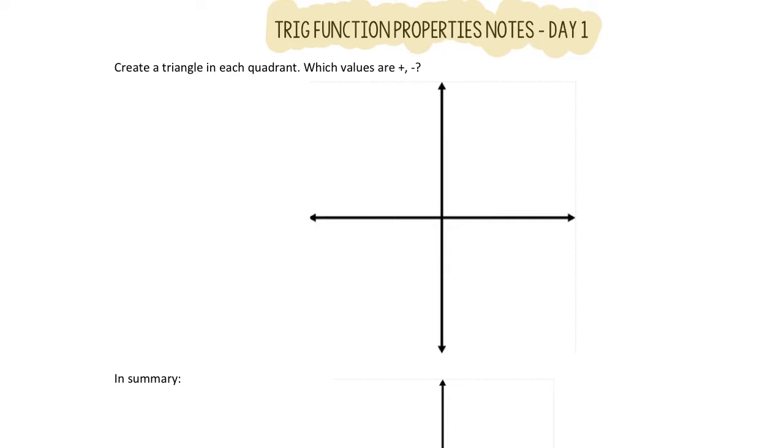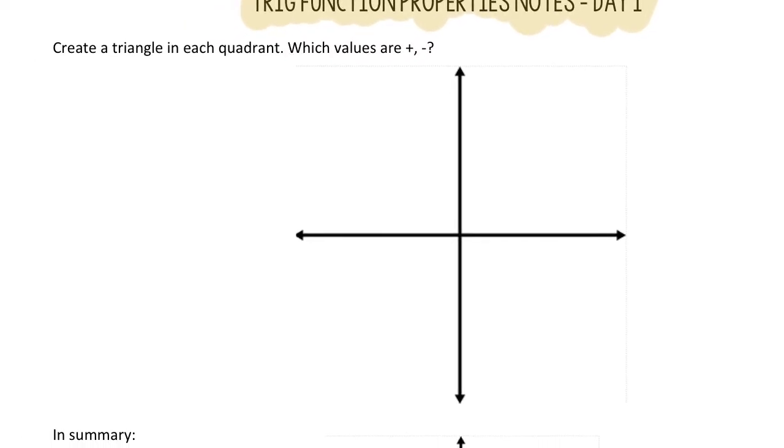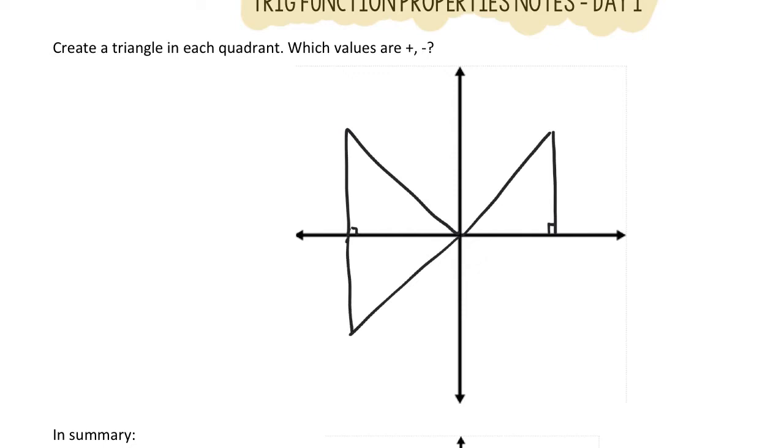So what I want you to start out doing is on this first coordinate plane here, I want you to draw a reference triangle in each quadrant. Don't worry about the reference angle, just worry about drawing your triangle. So what I mean is draw a triangle in the first quadrant, formed with the x-axis, draw a triangle in the second quadrant, third, and fourth.